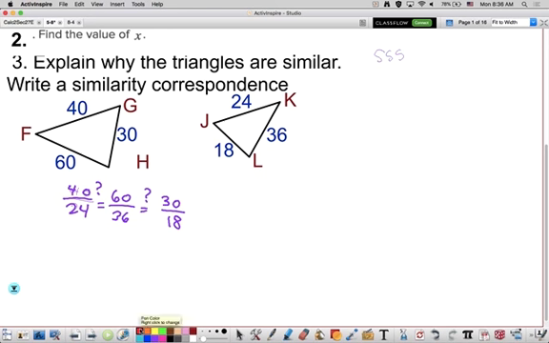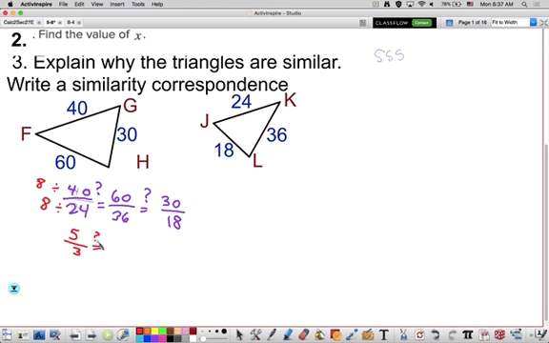Let's see. Simplify this one. What's the biggest number that goes into 40 and 24? There's something bigger. 6. That's bigger, but 8. 6 didn't, but 8 does. 8 goes into that. 8 goes into that. So let's see, this is 5 over 3.